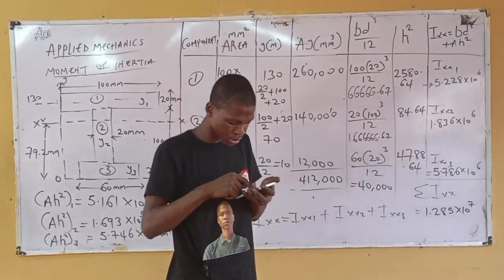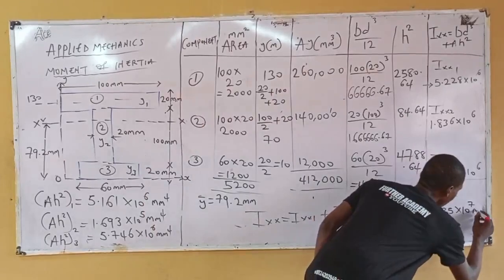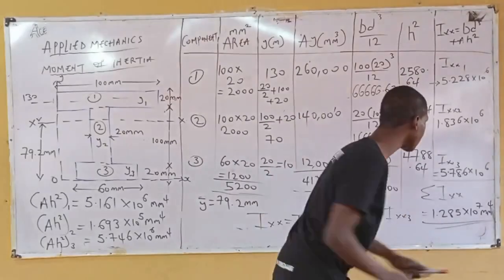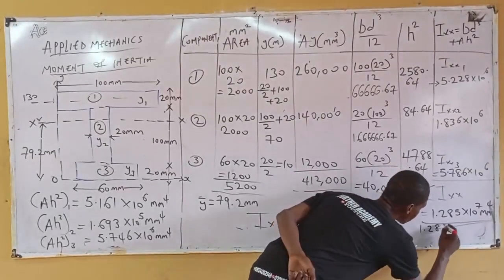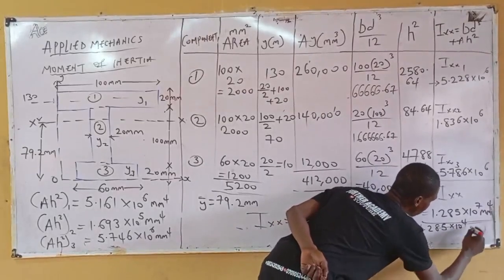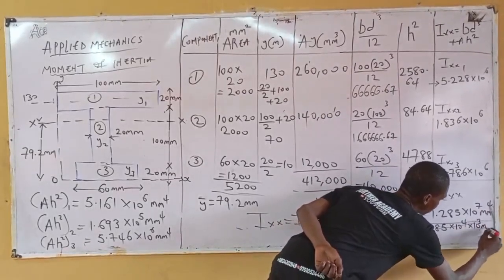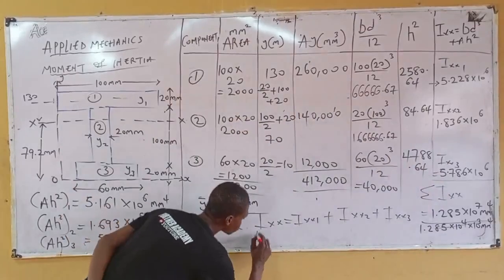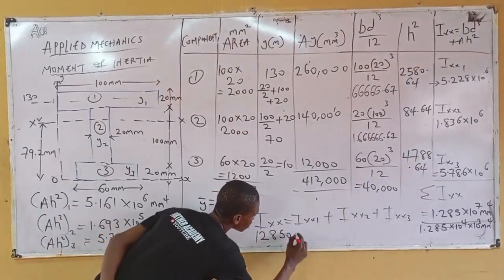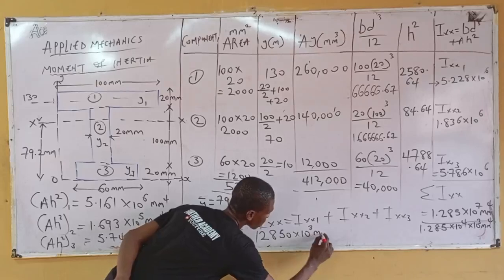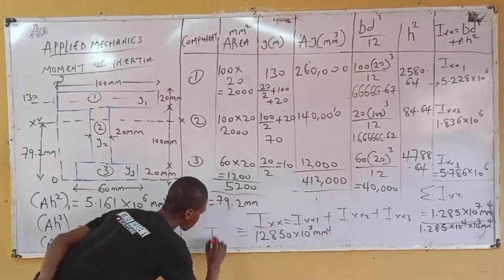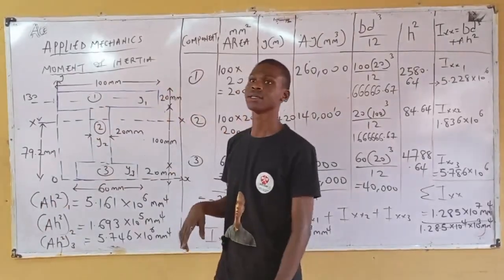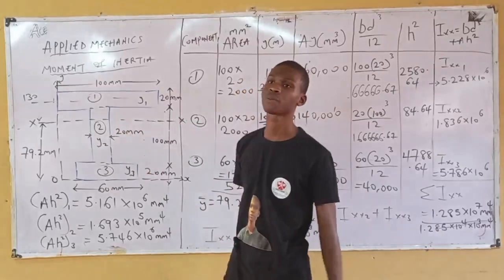What will be the unit? mm raised to power 4. So this is your final answer. Instead of 7, let's say 1.285 times 10 raised to power 4 times 10 raised to power 3 millimeter raised to power 4. So input this in your calculator. What will your answer be? 12,850 times 10 raised to power 3 millimeter raised to power 4. This is your moment of inertia along the x-axis for this figure.